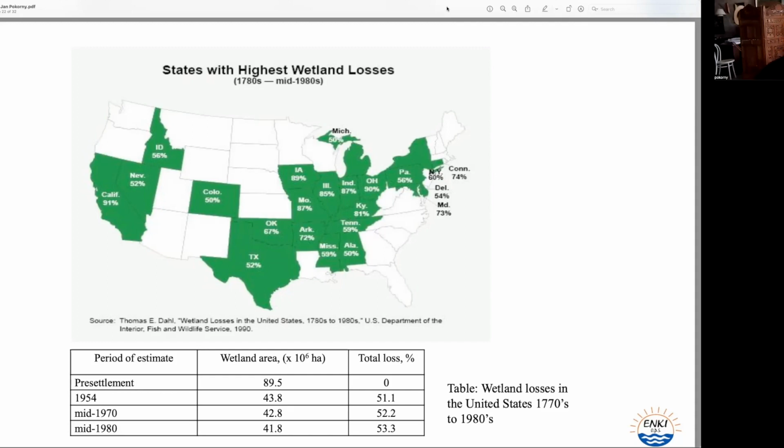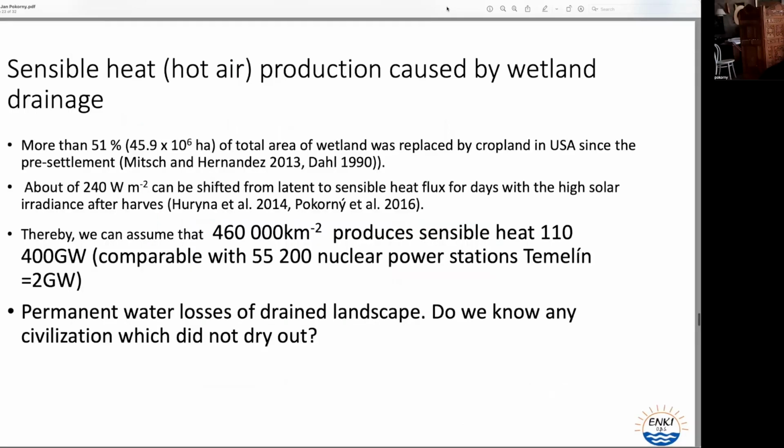So when we just multiplied this huge number by the latent heat we lost, because when evaporation stops, then we have release of sensible heat, which is real heat, which then goes into the atmosphere and makes a mess. I hope next picture, yes. So 46 million hectares means 460,000 square kilometers.